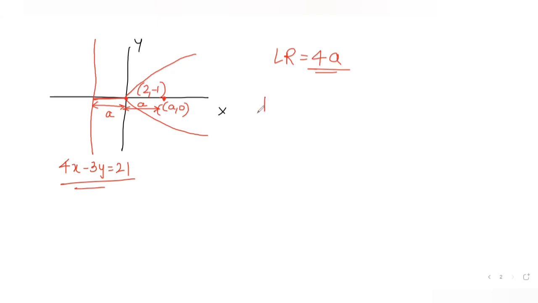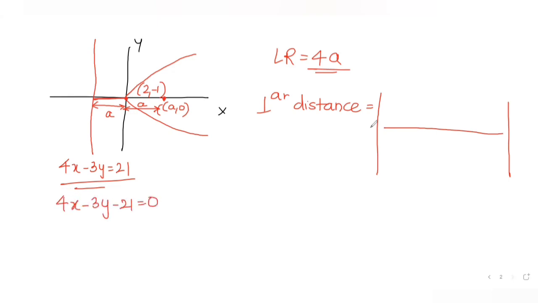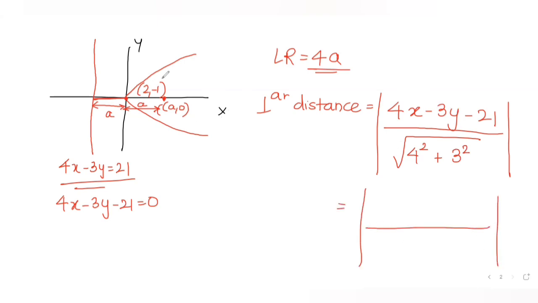So if I find the perpendicular distance, I know it is the mod of, in the numerator, I will convert this in the form of equals to 0. So the equation of directrix becomes 4x minus 3y minus 21, divided by the square root of the squares of the coefficients of x and y, so 4 square plus 3 square. I have to find the perpendicular distance from the vertex point 2 comma minus 1, so I put x as 2 and y as minus 1. So I get 4 into 2, minus 3 into minus 1, minus 21, and the denominator becomes square root of 25.